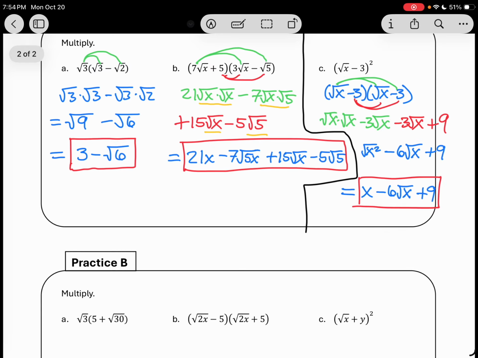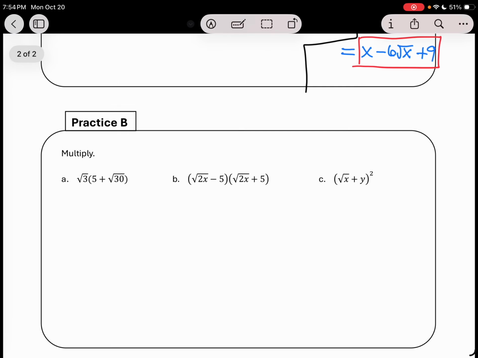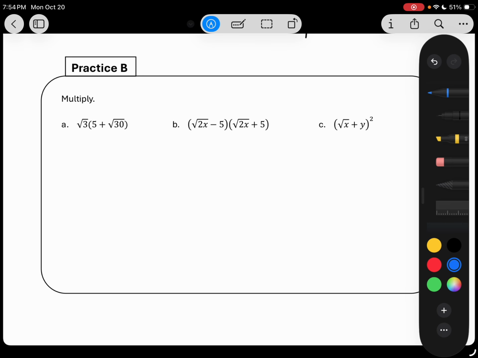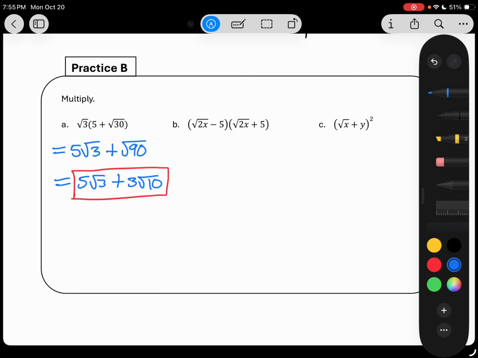All right, go ahead and pause the video and see if you can get practice B. Okay, so on practice B, when we distribute through the root 3, we'll have 5 root 3 plus root 90, because those are being multiplied, so we can do 3 times 30. And then this will just be 5 root 3 plus, and then this simplifies to 3 root 10, and those can't be combined any further, so that would be our answer on that one.